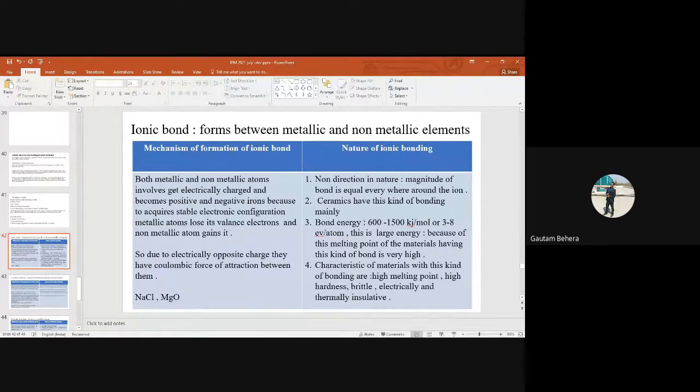Then bond energy or bond strength. As I have told, this ionic bond has very high bond energy or bond strength, 600 to 1500 kilojoule per mole. You can understand, 3 to 8 electron volt per atom. There is a range actually. So we can have different kinds of ionic materials, and different ionic materials have different bond strength. Which may have 600, which may have 700, 800, up to 1500.